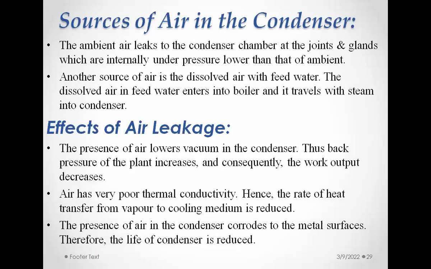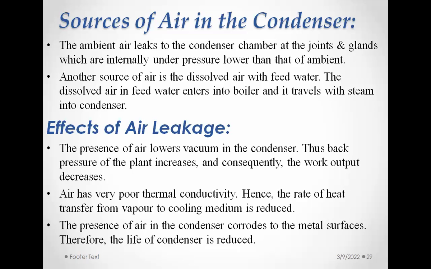Now we have seen in vacuum efficiency, that vacuum efficiency is calculated based on the air leakage. If air leakage is less, vacuum efficiency is higher. If air leakage is more, vacuum efficiency is less. So where does the air leakage take place? The ambient air leaks into the condenser chamber at the joints and glands, which are internally under pressure lower than the ambient. So naturally air will flow from high pressure to low pressure.